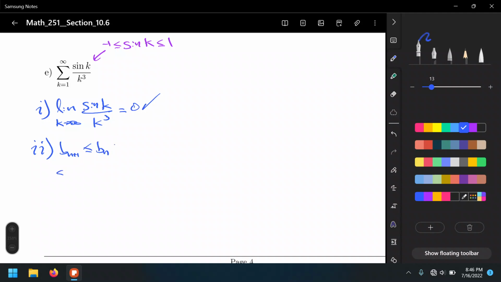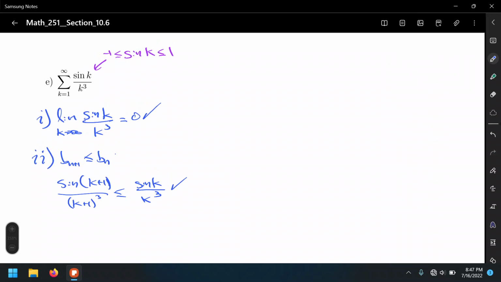That is, sine of k plus 1 over k plus 1 cubed, less than or equal to sine k over k cubed. And this one is clearly true because of the larger denominator on the left hand side of the inequality. See how this k plus 1 will produce a larger number than k. Alright, so both conditions are satisfied, the series converges.